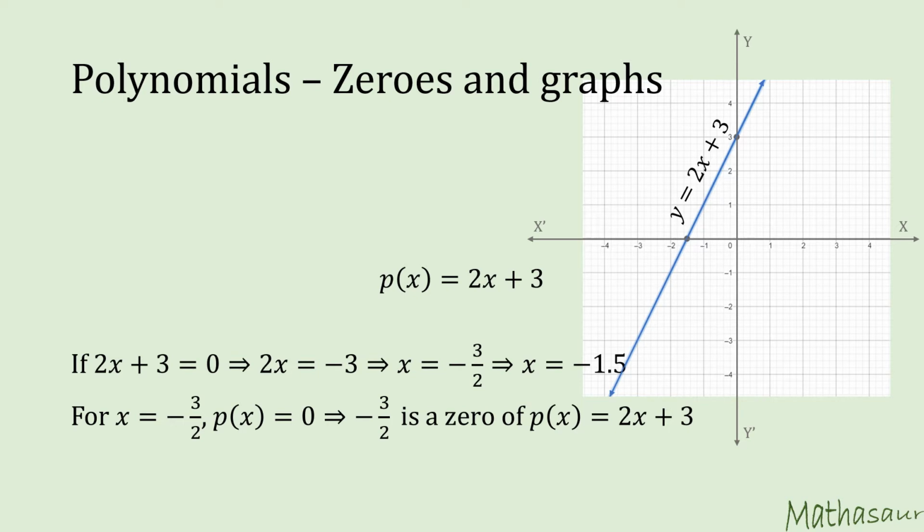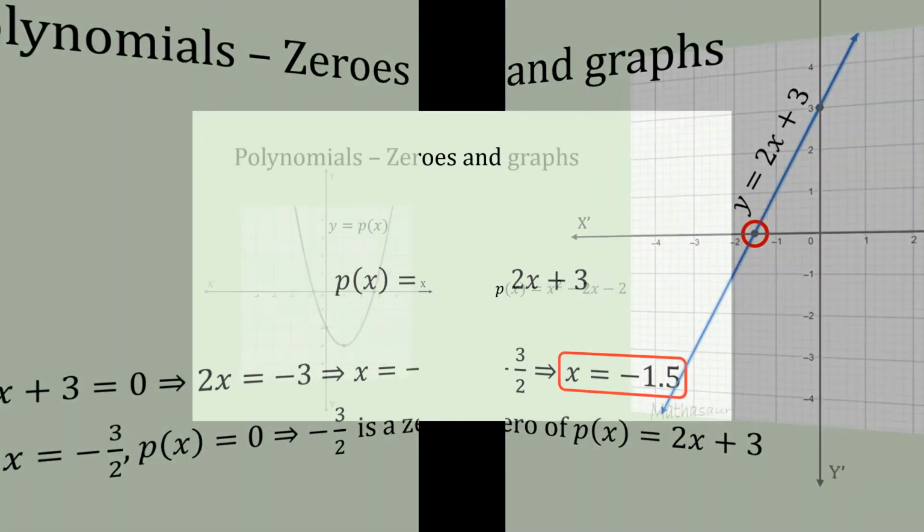Graphically, we would get a straight line. We can take two values for x, find out the corresponding value of y and draw this straight line. Now note that x equals minus 1.5 is where this line intersects the x-axis and the value of y is 0. So the 0 of this polynomial is the intersection point on the x-axis.